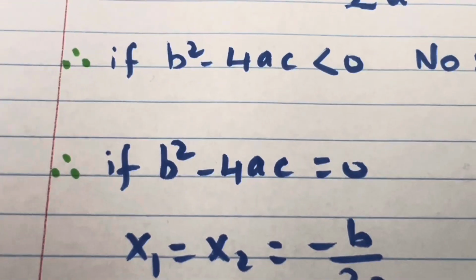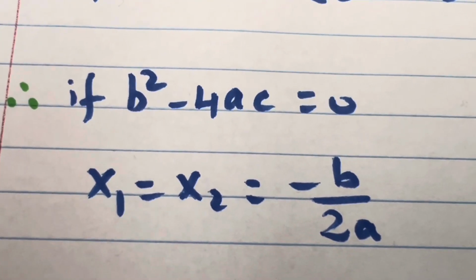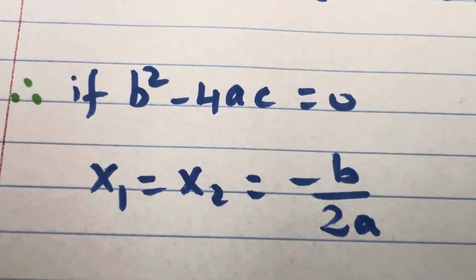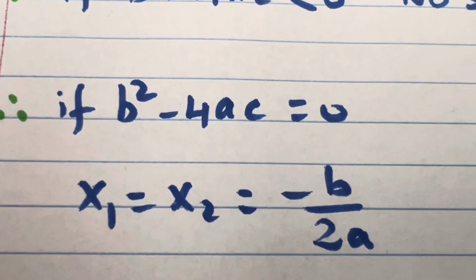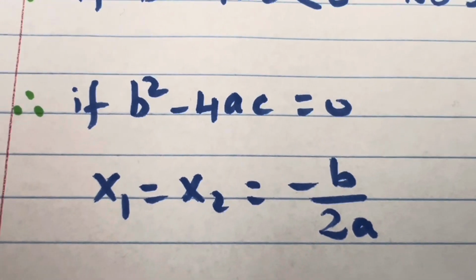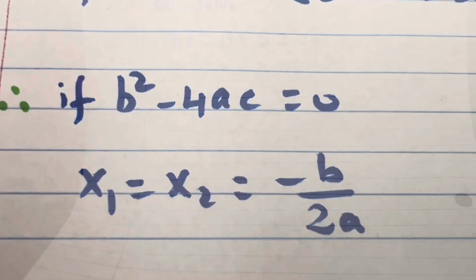And the last case, if b squared minus 4ac equal to 0, we will have x1 equal to x2 and equal minus b over 2a. We're gonna do one example to show you this quadratic formula.